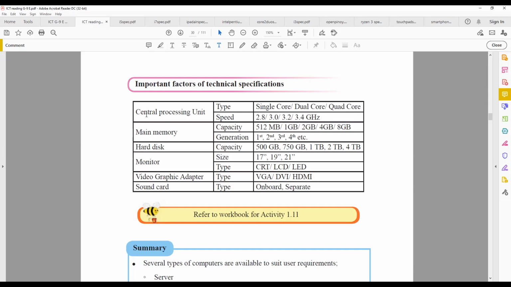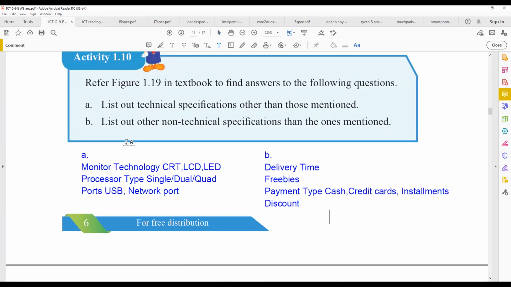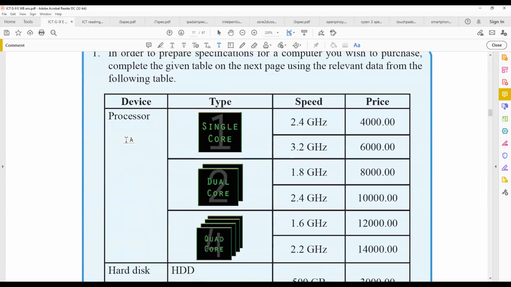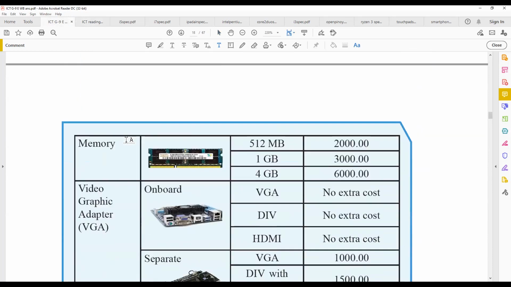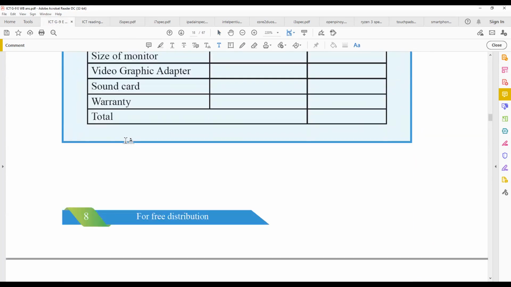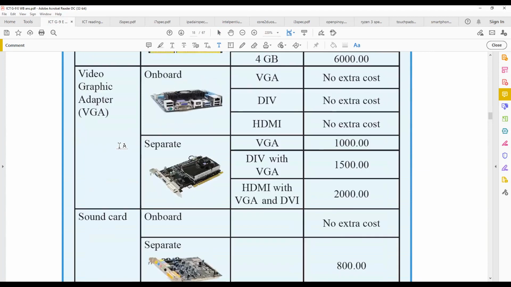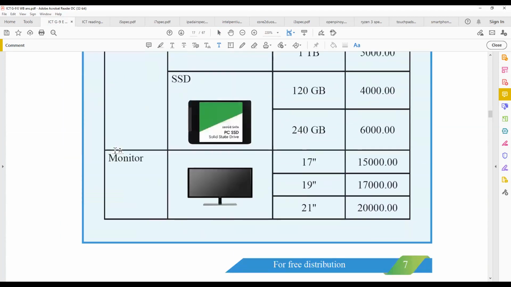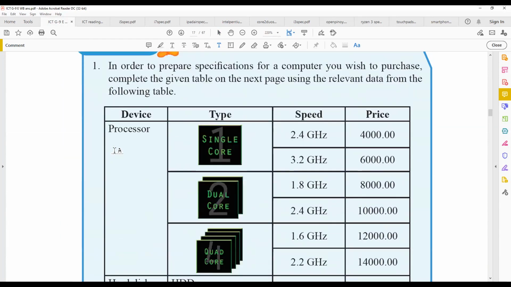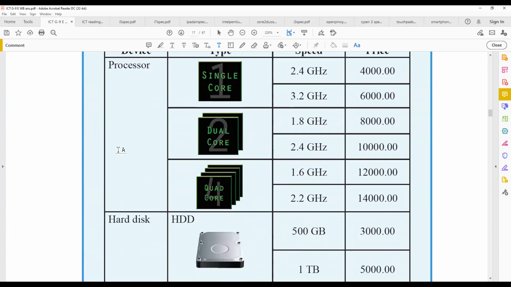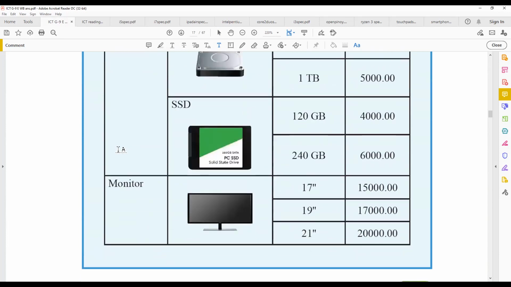So there's again an activity 1.11. Let's go back to that. This is a very detailed one. You don't have the book with you, right?